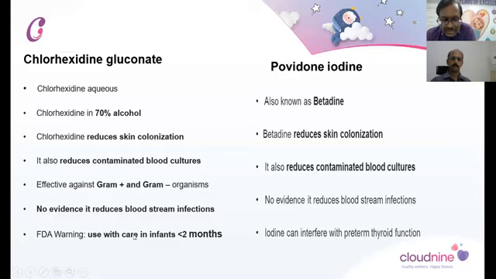The FDA's warning is that we have to be very cautious when we use it below 2 months. If you use a higher concentration, it may cause chemical burns, or it is even detected in the serum, because the skin is so thin it can be absorbed very easily. And we also use povidone iodine, popularly called betadine, which also reduces skin colonization and contaminated blood cultures. But there is no evidence it reduces bloodstream infections. Whenever we use iodine, it may cause thyroid dysfunction. We have to measure thyroid function, especially in the preterm.